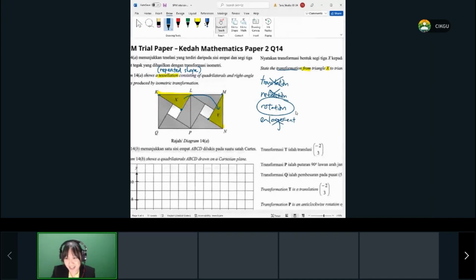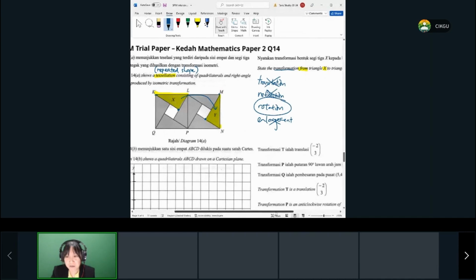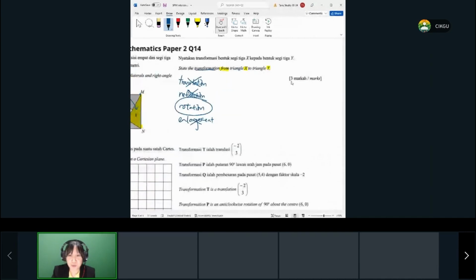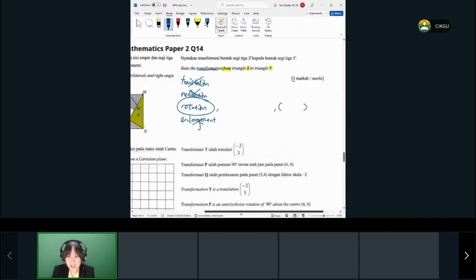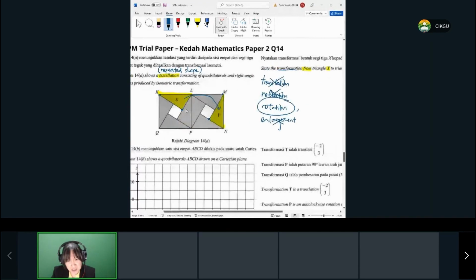But again, if it's rotation, must be 3 marks one. Because you need to tell me what is the direction and what is the center, at which point it rotates. I think the direction is the easier one. See, from here, it looks like it's rotating this way. You see this line? After rotation, it became like this.